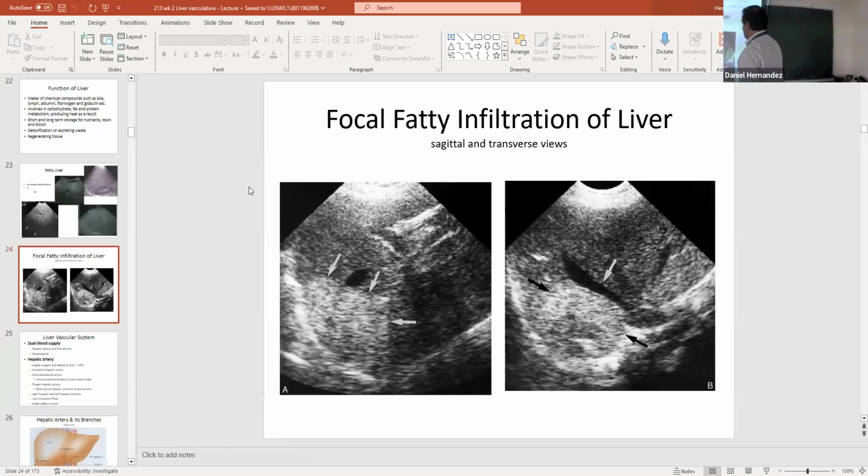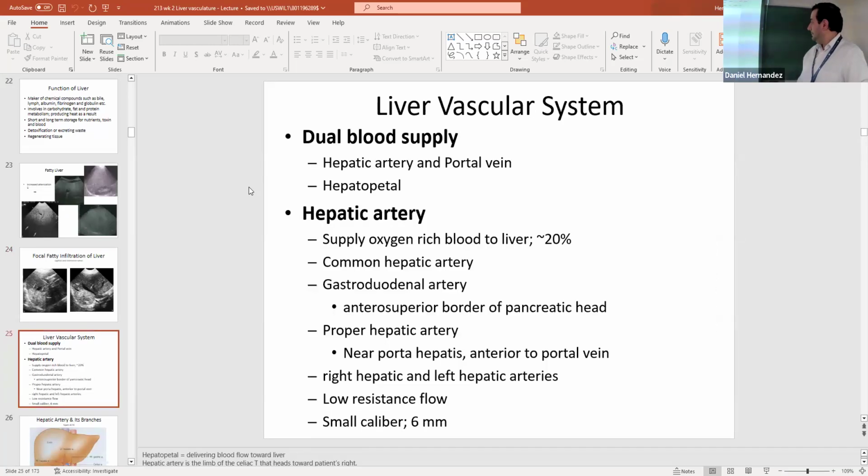This focal fatty sparing, we can also oftentimes see it adjacent to the gallbladder. That's another nice common spot where we see focal fatty infiltrates, adjacent to the gallbladder.